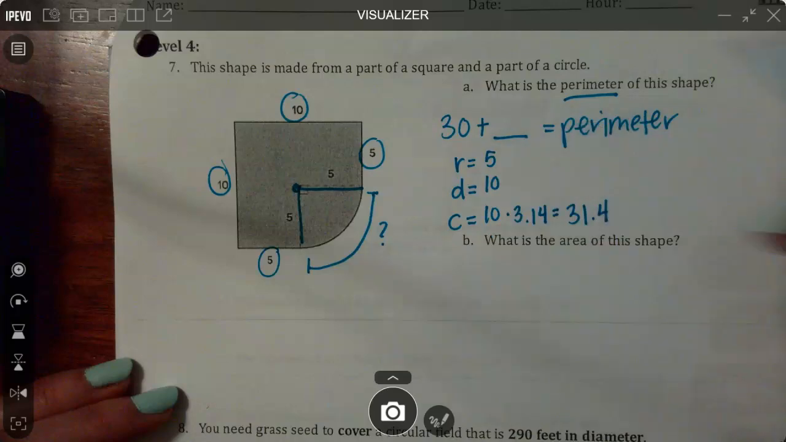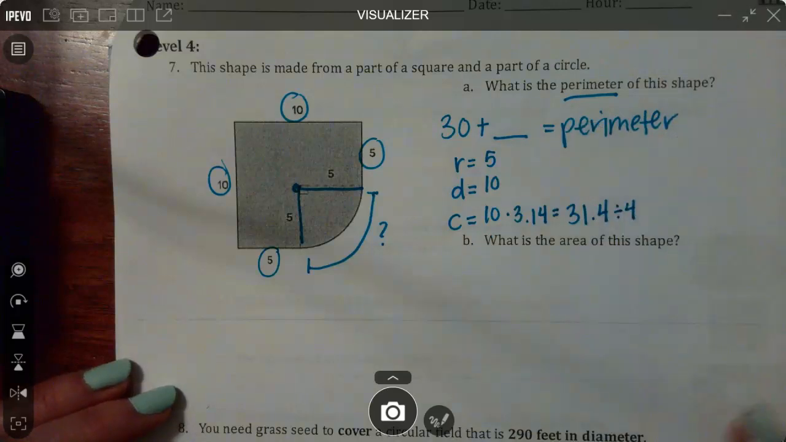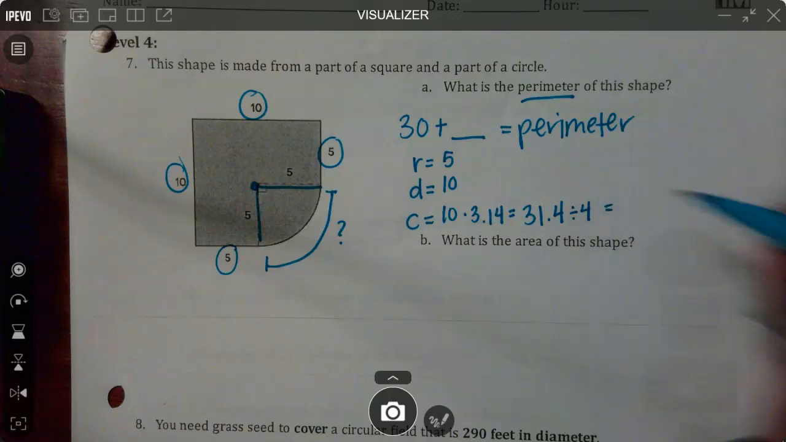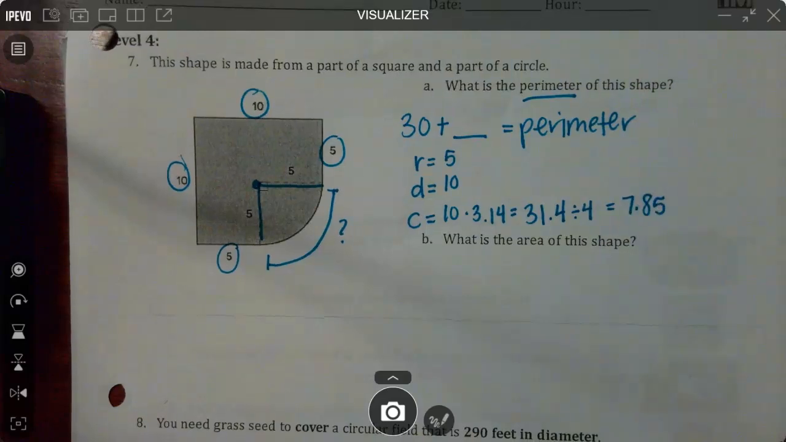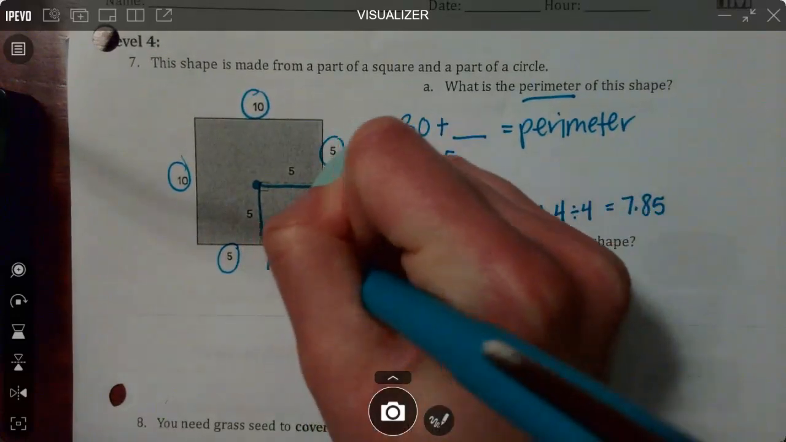I only have 1/4. So I'm going to divide this by 4. Or you can multiply by 1/4. That means the same thing because they're opposites, right? All right, well, in my calculator, 31.4 divided by 4, I get 7.85. Well, I'm not done yet because that is what goes here.